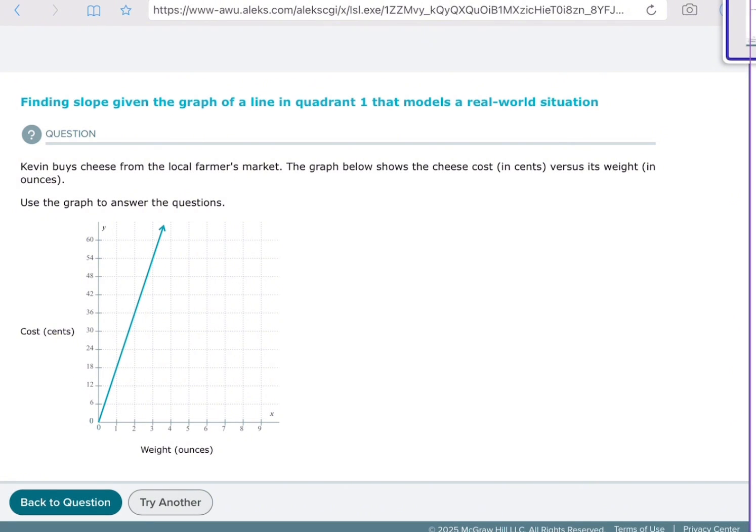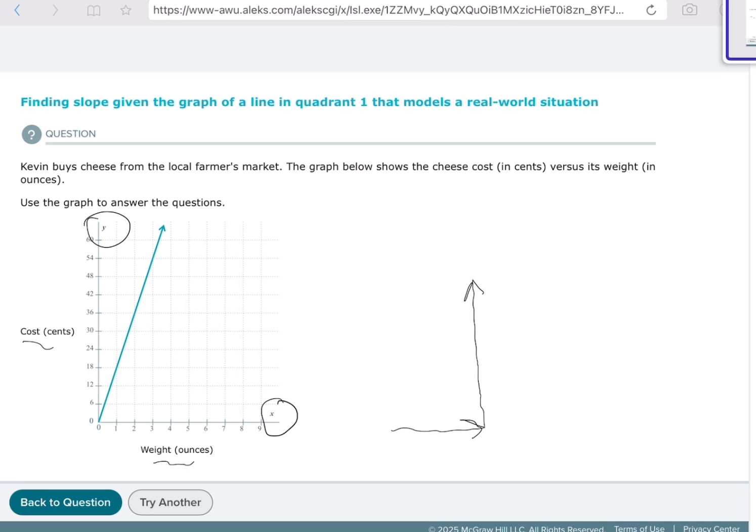So it says here, Kevin buys cheese from a local farmer's market. The graph below shows the cheese cost in cents versus its weight in ounces. So if you look here, you can see we have an x-axis and a y-axis. And those are labeled in real things. So even though it's the x-axis, this is the weight and this is the cost. So as the weight increases to the right, the cost increases. Okay, so we go either left or right, up or down, but we're only in quadrant 1 because we're talking about money.